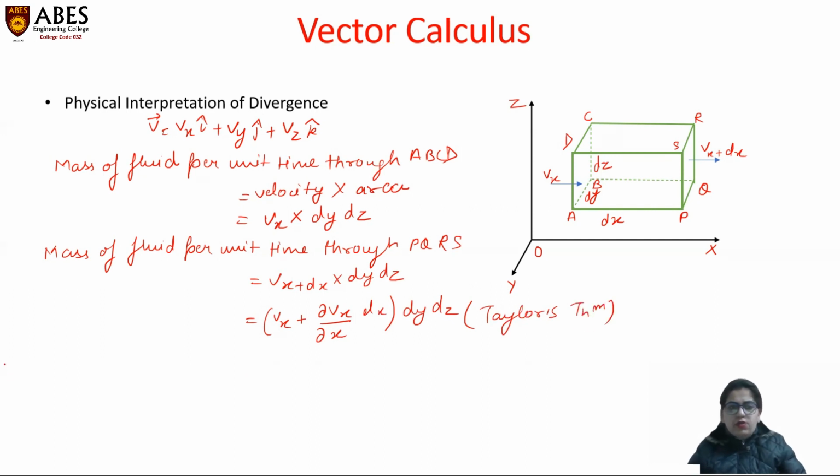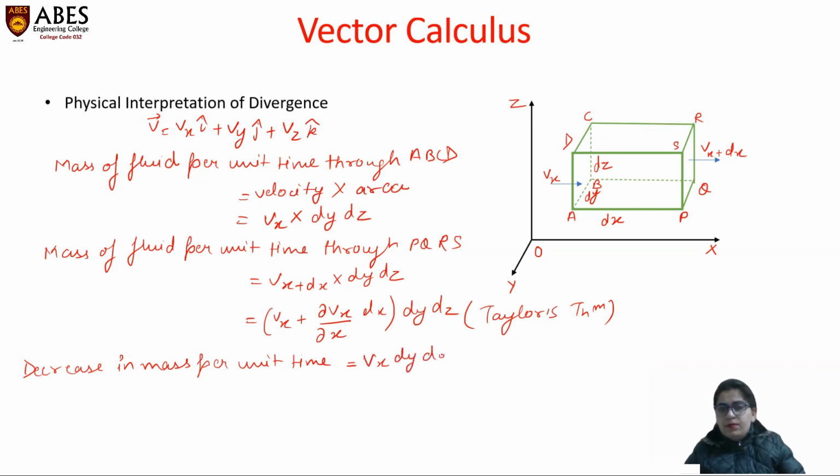Fine. So the decrease in mass per unit time can be calculated by subtracting the mass through ABCD minus the mass through PQRS.